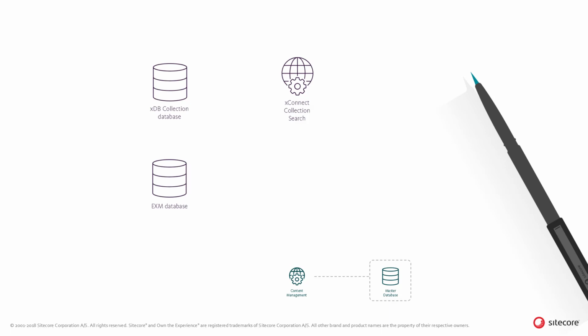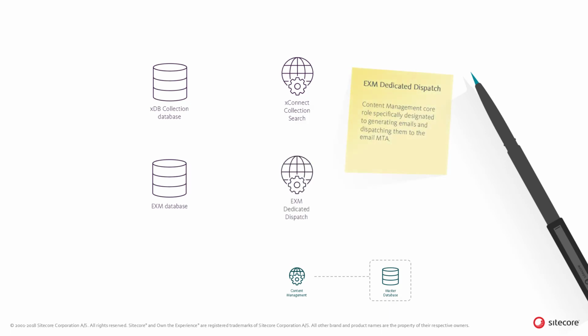Since email dispatch can be a heavy and time-consuming task, running the dispatch on the content management role can affect the experience for editors and marketers, and affect the performance of other jobs running on this role, for example, publishing. Therefore, for scaling reasons, it's possible to set up one or more optional dedicated dispatch roles. This means that the job of processing the contacts in the queue, generating the emails, and dispatching them can be scaled out to run on a number of dedicated roles.